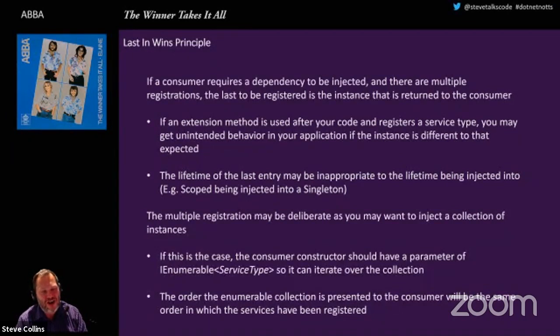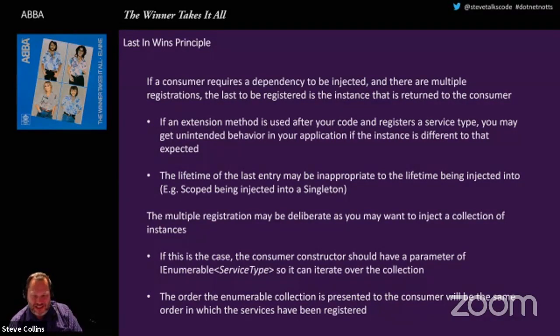So say, for example, you did your registrations and then you called the add MVC. Well, add MVC adds a whole ton of registrations as well. Now, if you've registered one of the ASP.NET classes, for example, and that just so happens to be registered again in a different manner inside add MVC, you'll get the thing that comes out of add MVC rather than the thing that you registered. Similarly, it goes the other way around.